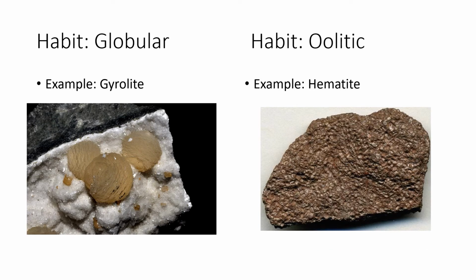Globular is very similar to mammillary, but the blobs of the mineral are very much separated. So you're going to have one glob. Okay, and this is gyrolite. And then we have oolitic, which we see a lot as hematite. Oolitic minerals are crystalline aggregates no more than 4 millimeters in size, and they're a result of chemical precipitation. The other way we see this is calcite, but this is very common in the desert.